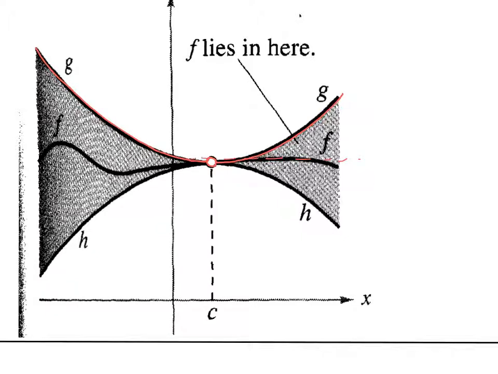Okay? So here we have the limit, and we'll call that the value L. Okay? So notice g, as we approach this value c, has a limit equal to L. Everyone follow that so far? Yes. Okay.